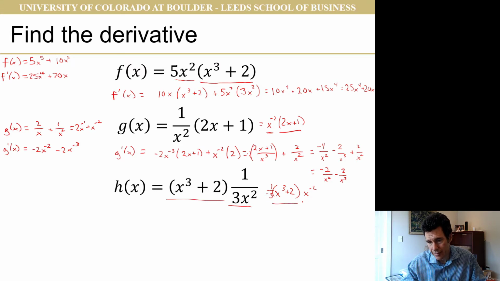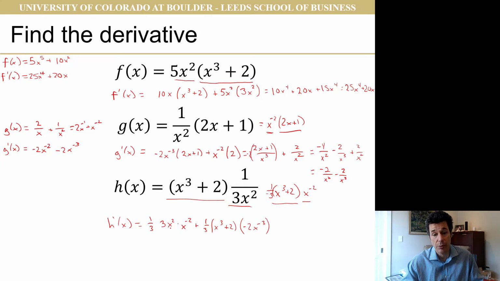First function, second function. Okay, h prime of x equals 1/3, it's just a constant, take it out. The derivative of the first function, 3x squared, times the second function, x to the minus 2, plus 1/3 first function, x cubed plus 2, times negative 2x to the minus 3. In theory, we can simplify this. We can make this a little bit easier to look at, but in practice, it doesn't really matter.